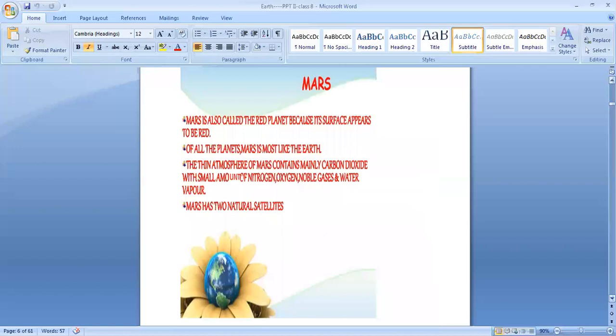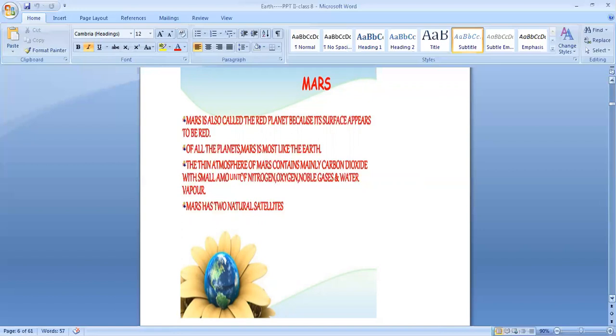The next planet, Mars. Mars is also called the red planet because its surface appears to be red. So what is another name of Mars? Red planet. Why is it called the red planet? Because its surface appears to be red. Of all the planets, Mars is most like the Earth. Why are we saying it's like Earth? Because it has a thin atmosphere. This thin atmosphere contains mainly carbon dioxide with a small amount of nitrogen, oxygen, noble gases and water vapor.